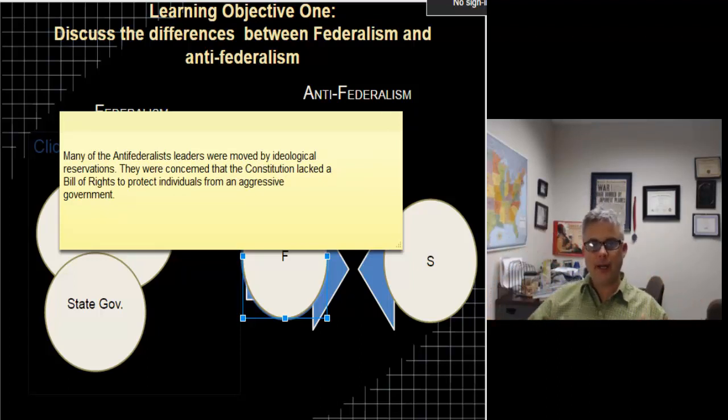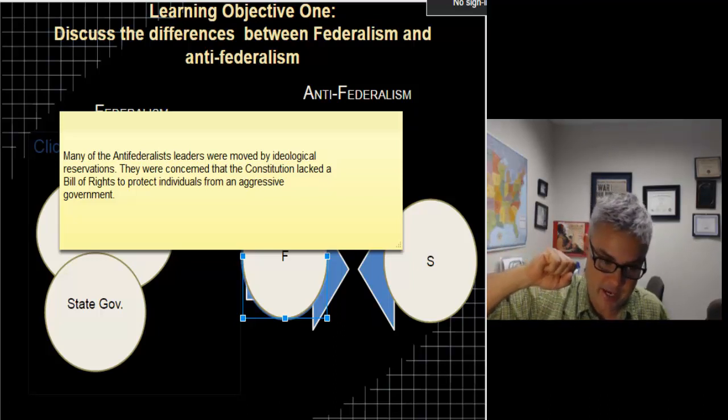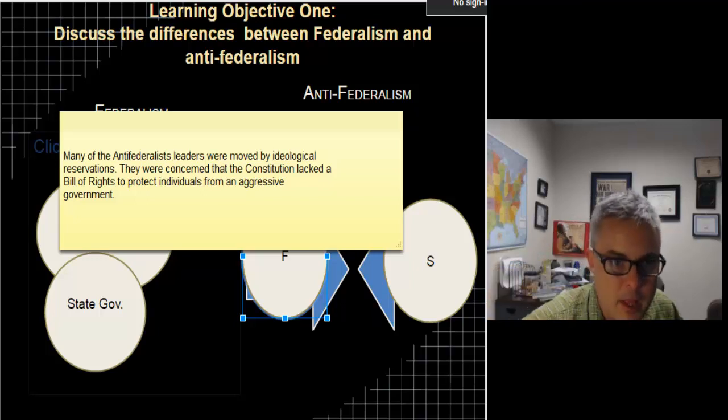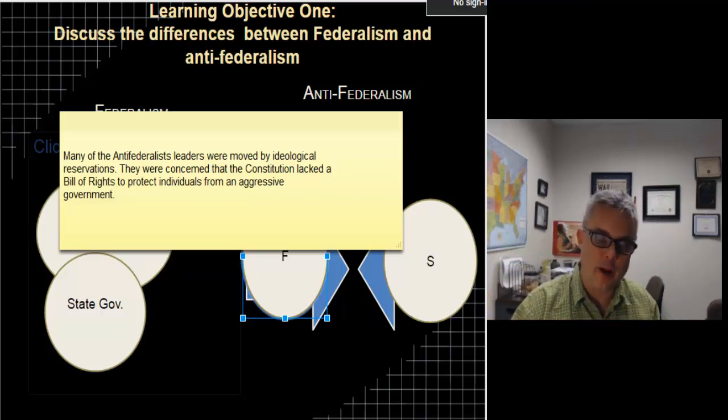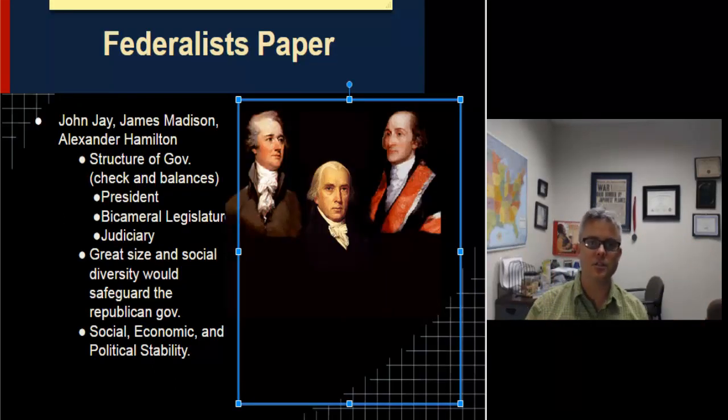So many of the anti-federalists were moved by ideological reservations. They distrusted, in other words, great authority. They just got done fighting a war against a government that had too much authority, a la the king and the parliament. What they were concerned about when the Constitution came was that this Constitution did not have a Bill of Rights. So how would individual people's natural rights be protected under a stronger centralized government?